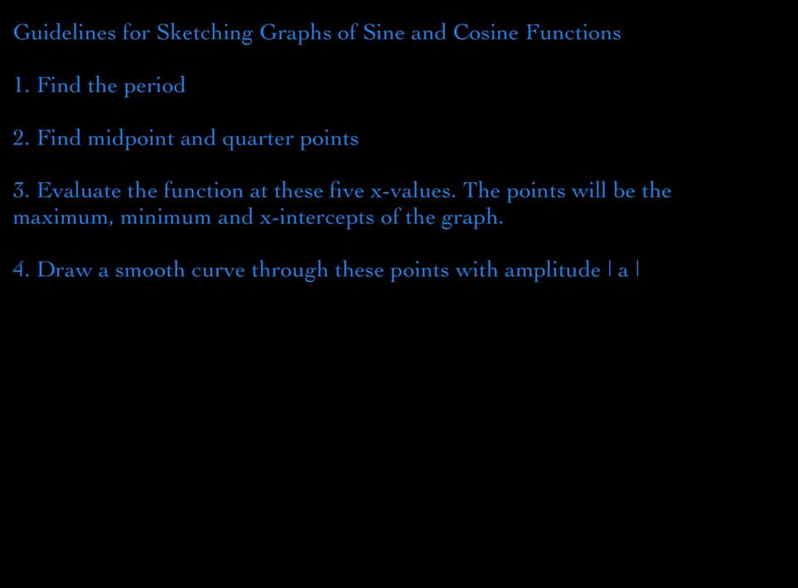That's 5 points. We're going to evaluate the function at these 5 x values. And the points will be the maximum, the minimum, and the x-intercepts of the graph. We'll then draw a smooth curve through these points with amplitude, absolute value of a. I'm going to walk you through these steps or guidelines for every single example that we do from this point forward.